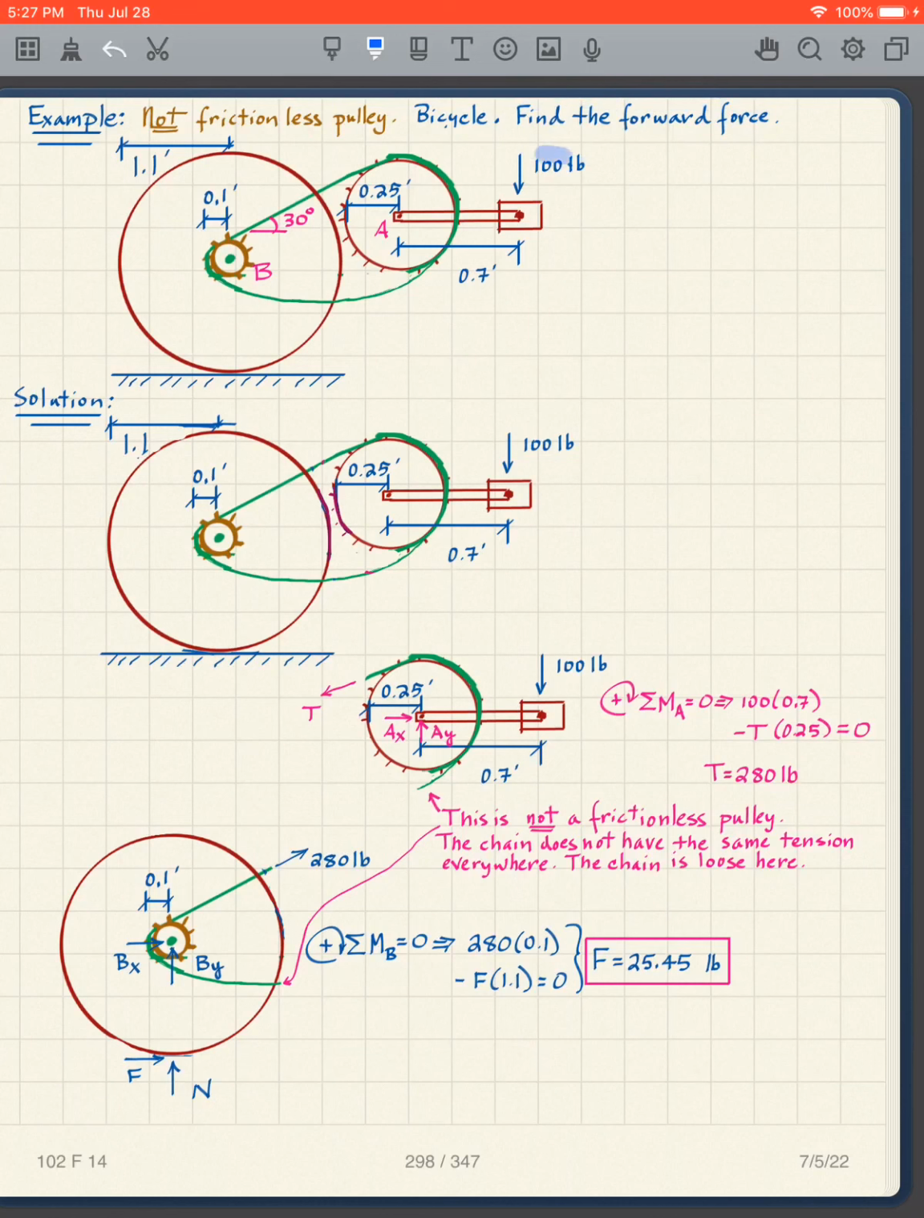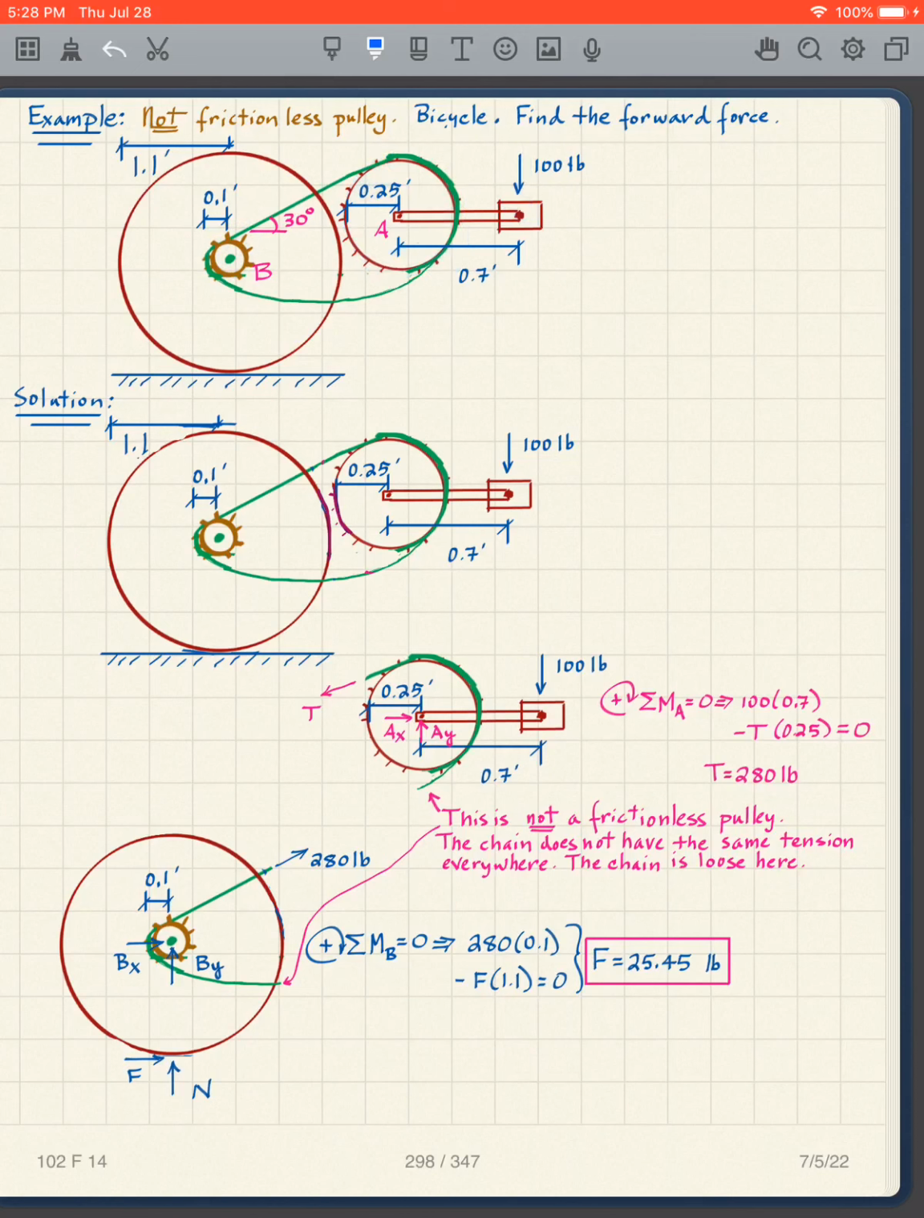What happens here? Here's my pedal. So I think you can recognize this. Here's the front sprocket. Here's the rear sprocket. Here's the bicycle wheel. And now what we're doing, of course, is when you start pedaling, you start pushing downward like that, which rotates this front sprocket. And if you look at it, what do you find? This is not a frictionless pulley. And what does that mean for us in our problems?